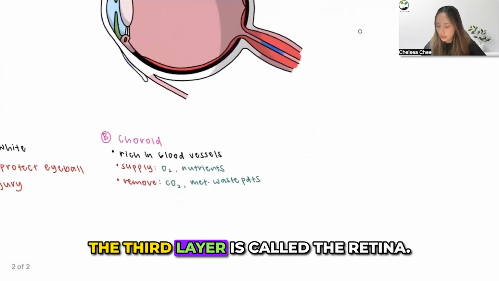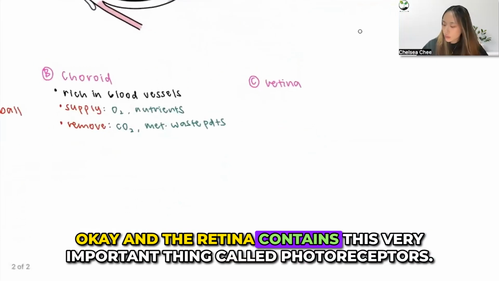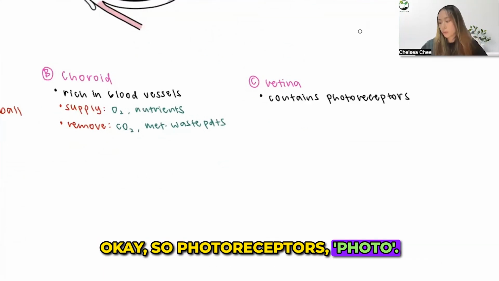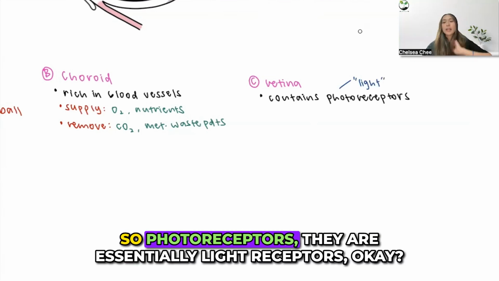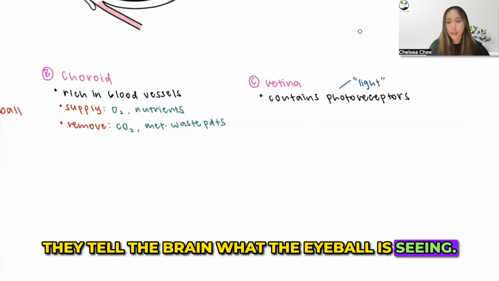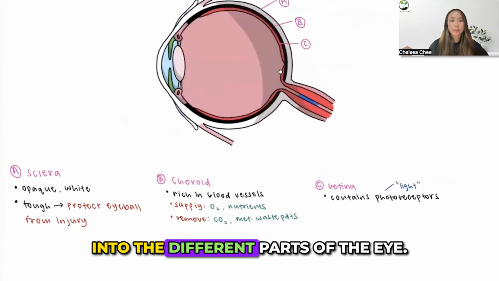The third layer is called the retina. The retina contains this very important thing called photoreceptors. Photo, what is that? It means light, right? Like photosynthesis. So photoreceptors are essentially light receptors. They tell the brain what the eyeball is seeing. Now that we have finished the first three layers, let's get into the different parts of the eye.